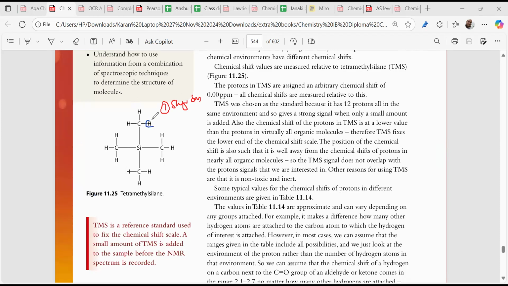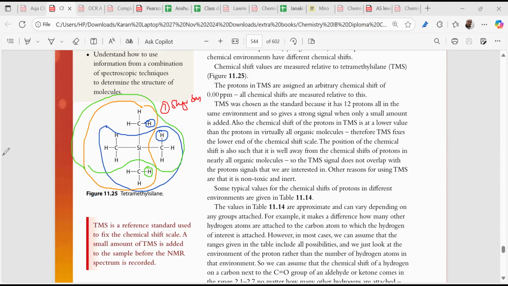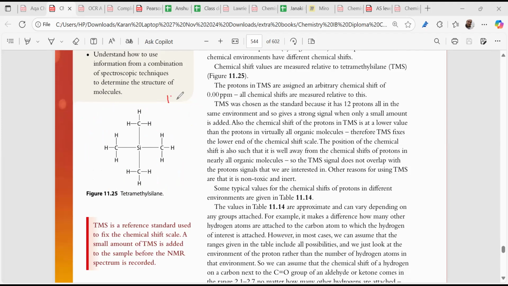See, this has an environment of what? This. And this has an environment of what? This. Aren't these two the same? So now 2. This hydrogen environment is exactly the same, and this hydrogen has an environment of what? So they will have one hydrogen environment only, right? Clear this part? One hydrogen environment. So how many hydrogens in the same environment? 12 hydrogens, right? So it will give a very strong signal.